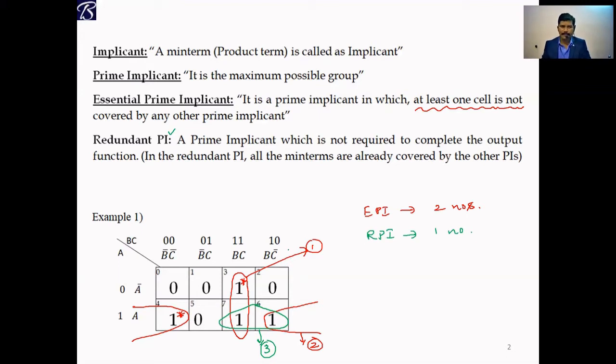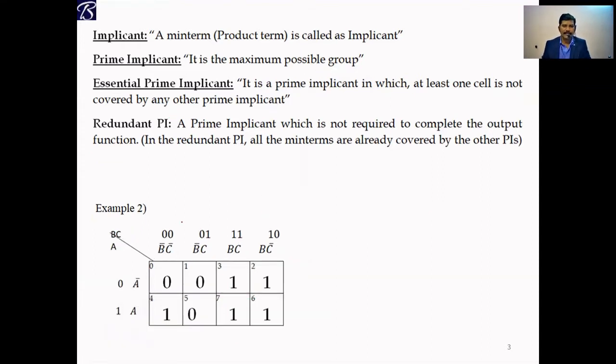Let us see one more example. Now you need to tell how many implicants, how many prime implicants, how many essential prime implicants are in the given function, and whether there are any redundant prime implicants. Let us go to the second example. In this example 2, how many implicants are there? 1, 2, 3, 4, 5. So 5 minterms are there, those are 5 implicants. Now how many prime implicants are there? All the possible groups. If you consider this cell number 3, what is the possible group?